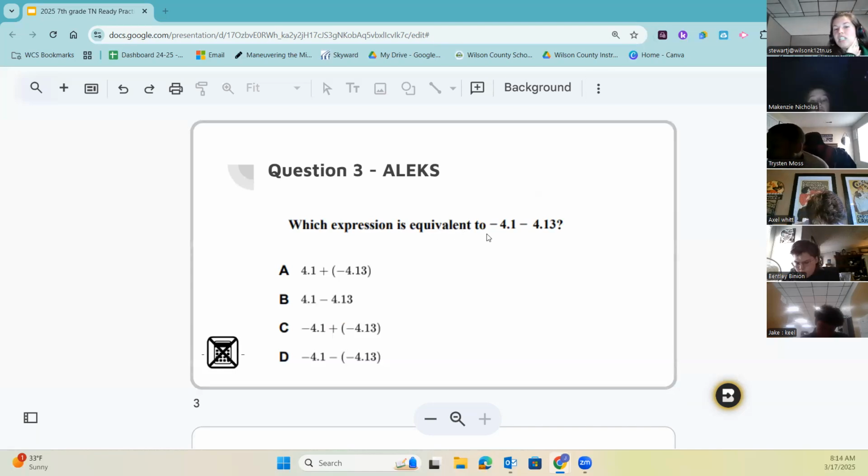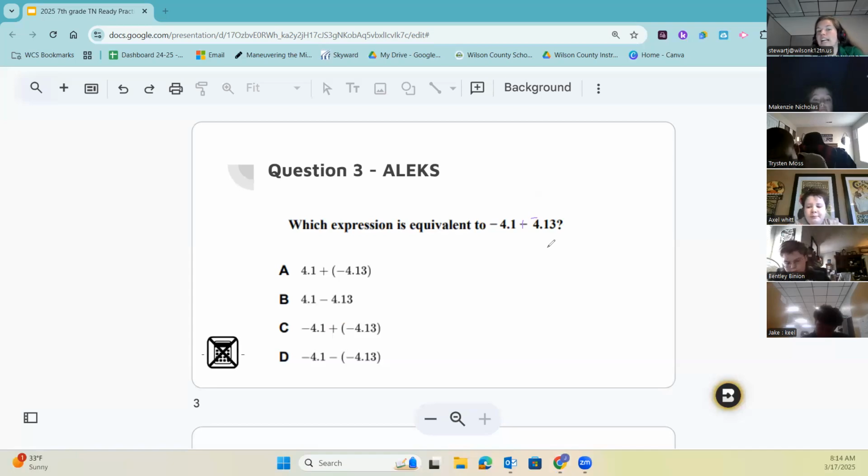All right. Which expression is equivalent? Negative 4.1 minus 4 and 1300ths. So negative 4 and 1/10 minus 4 and 1/13. All right. So here, remember when we have subtraction, we add the opposite. Notice there's been 2 questions already in the first 3 where they want you to know when it's subtraction, you add the opposite. Okay, so this is the same thing as doing negative 4 and 1/10 plus negative 4 and 1300ths. Okay, these are equivalent.